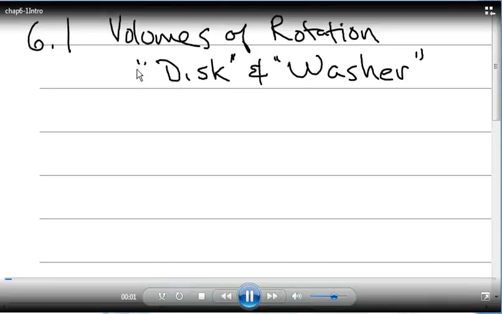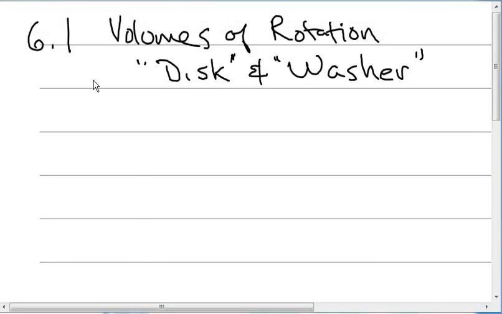Even though we've dealt with volumes of rotation before, starting with 6.1 and then continuing on in 6.2, I wanted to go over some of this again as a quick review because it's been a while since we talked about it. First off, I think the first one we'll deal with is 6.1, which is nicknamed disk and washer.